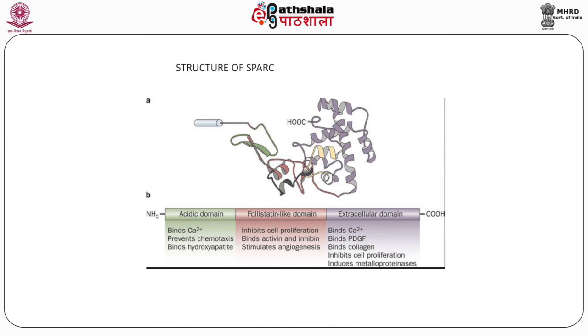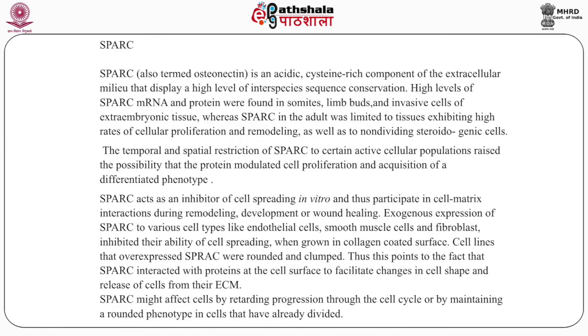Now, just to give details about these proteins, the matricellular proteins, we start with SPARC. SPARC, also termed osteonectin, is an acidic cysteine rich component of the extracellular milieu that displays a high level of interspecies sequence conservation.